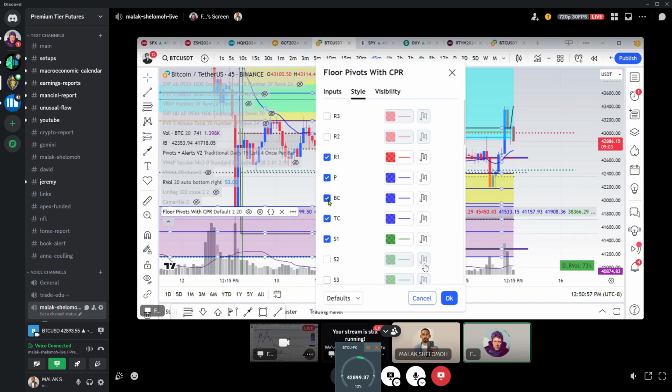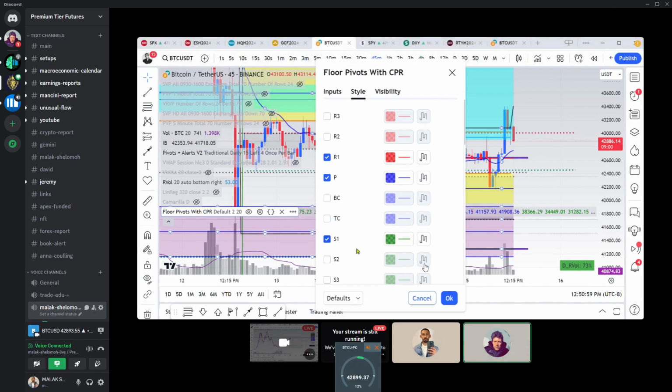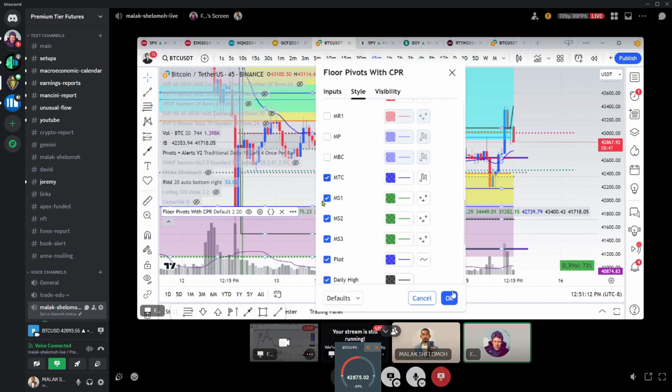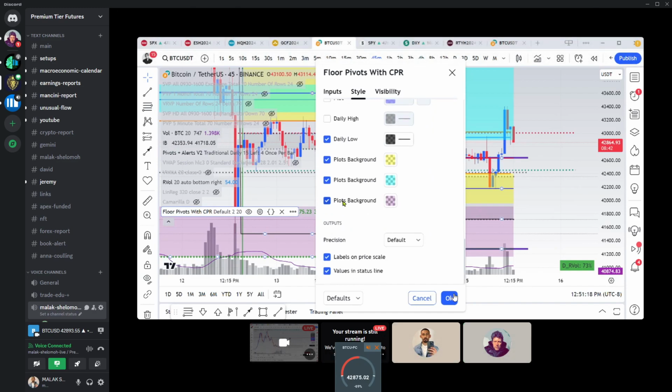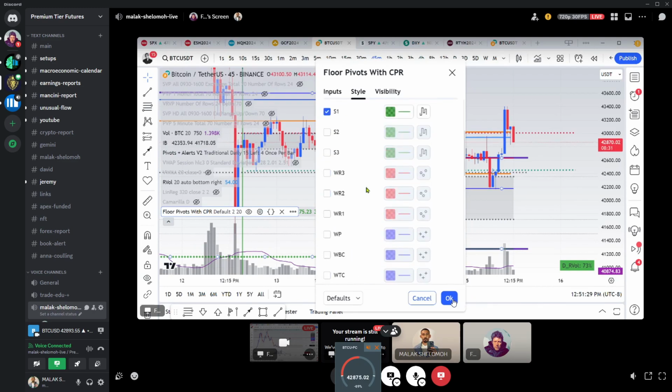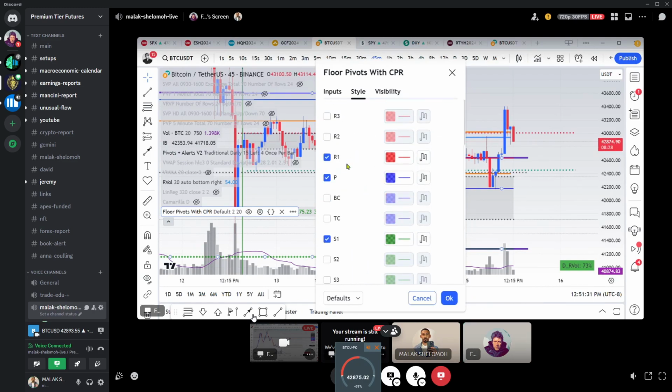Maybe I'll just get rid of these just to make it easier. So we've got a green S1 and a red R1, and let's see if I can get rid of these. I don't even know what these are, do you? I don't know. Daily high. Okay, let's get rid of the plots background. Let's get rid of that. Daily low, we don't want that. It's cool to have all these options, but geez. Just gotta figure out what those other ones are.